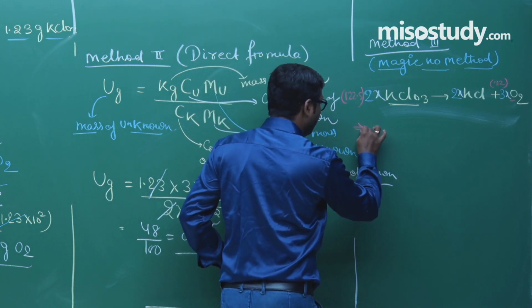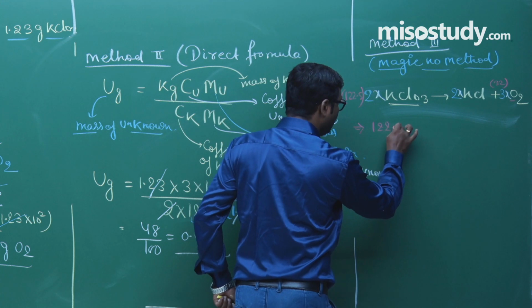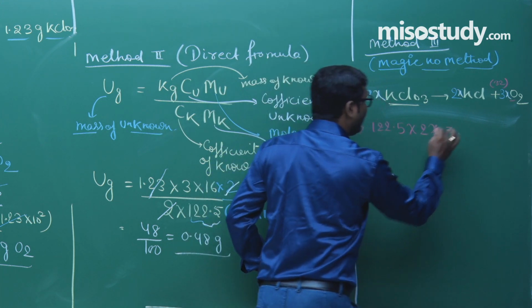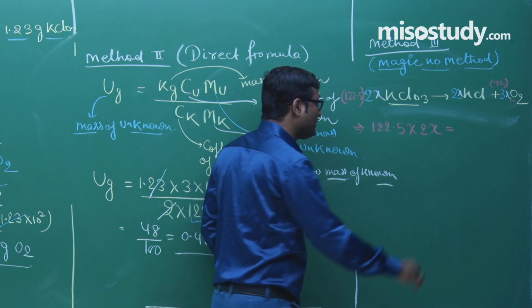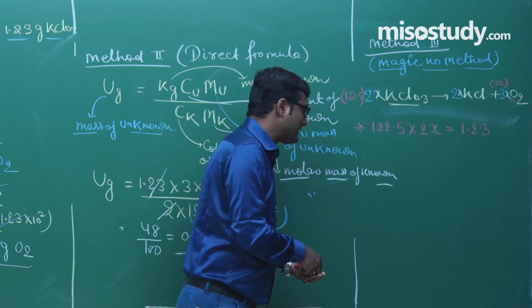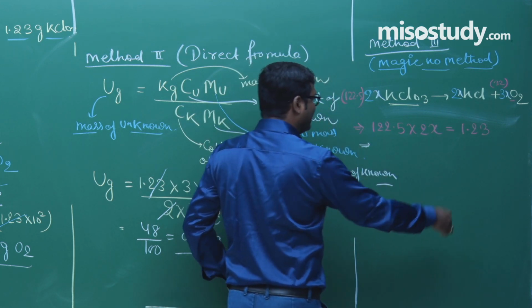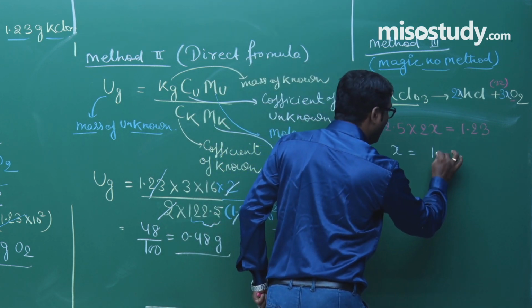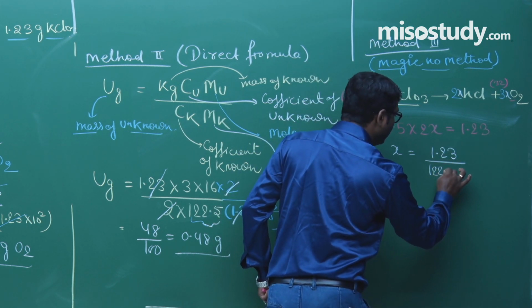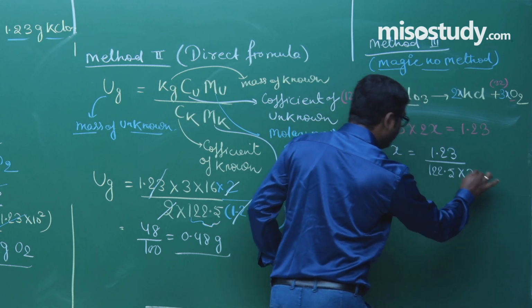Now what is the technique? Look at this: 122.5 multiplied by 2X is equal to the given mass. What is the given mass, my friend? 1.23. Okay? Yes, sir. Now what will happen? X is equal to 1.23 divided by 122.5 multiplied by 2.